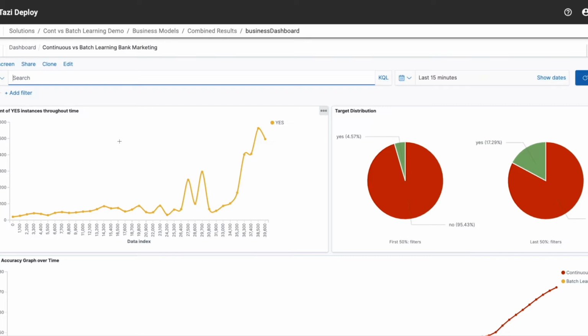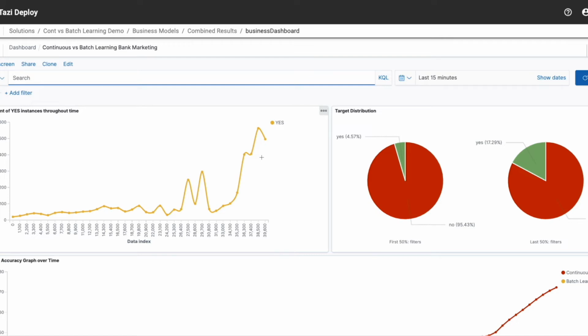If you look at the dataset, there's a concept drift. What that means is the count of yes instances, meaning the count of successful term deposit subscriptions, increases over time. So this dataset is ordered from May 2008 to November 2010. And as you can see, there's a significant change in the environment that increases the number of yes instances.